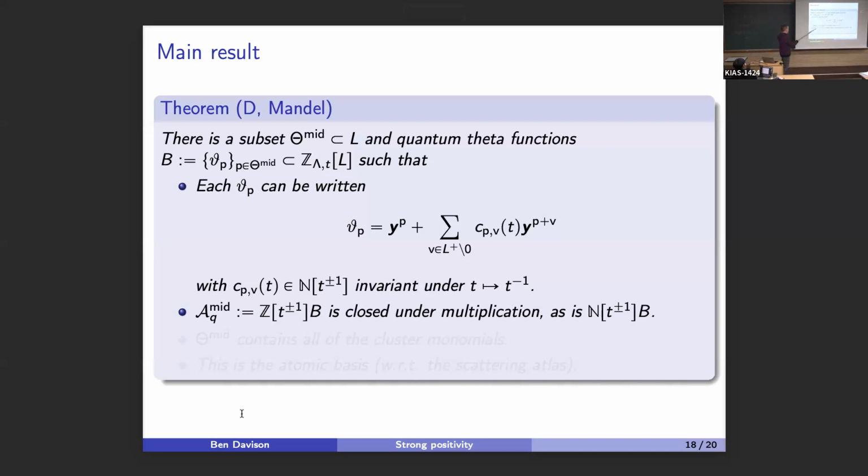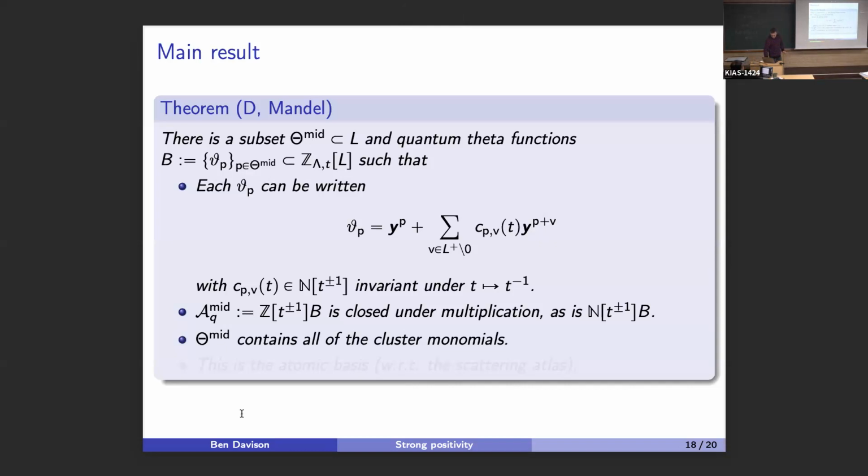This thing is closed under multiplication. It really is an algebra, as is this. So this is quite a confusing way of saying that the strong quantum cluster positivity conjecture is also true. If I take a product of positive linear combination of these things, I get, again, a positive linear combination. That is, the structure constants are positive. And what this has got to do with cluster algebras is that this set contains all of the cluster monomials.